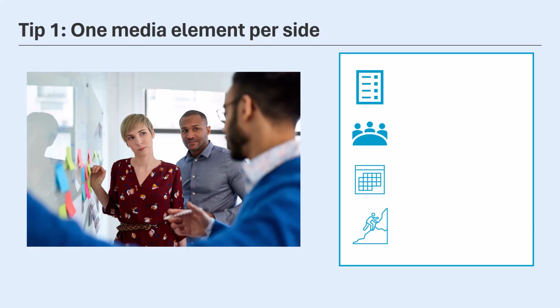Tip 1 is about 1 media element per slide. Here we have an image of a few individuals. They look like they're probably having some type of planning meeting. And then on the right side, we have some different icons that could have something to do with project management or planning. There's a lot going on. So we could just take it and have it as one element.